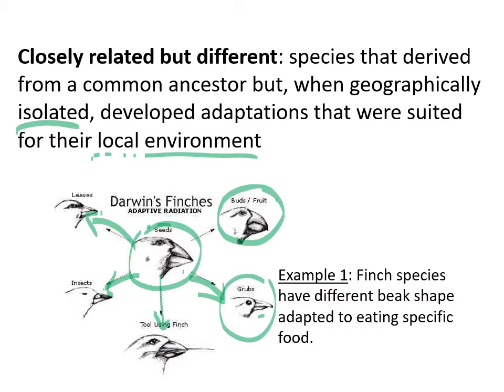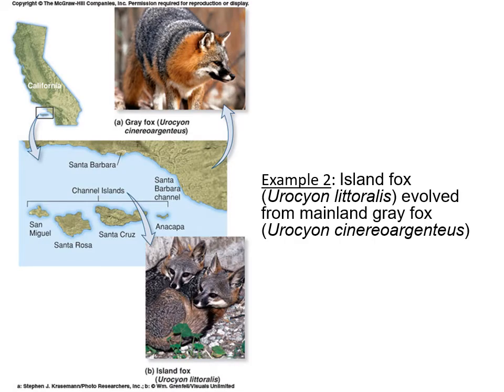that particular environment. Another example, not one that Darwin saw, but off the coast of California, there are these foxes that are the island fox in the islands, and then there's the mainland gray fox, and they are, again, a very similar species, but the island fox, which are isolated on the islands, have changed and adapted to their particular location.